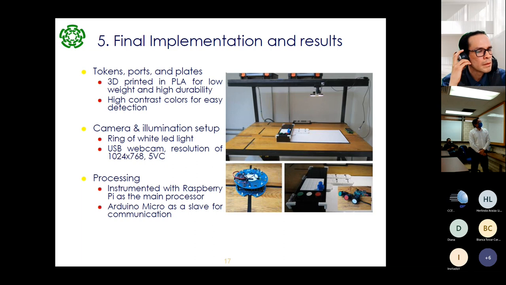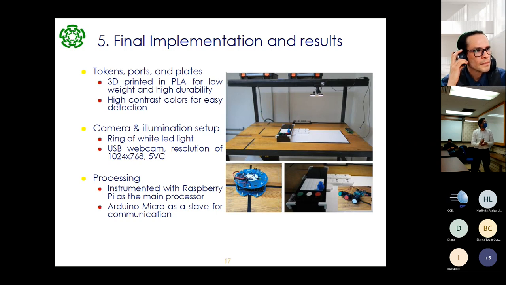We did the tokens, the parts, printed in 3D print in filament for low weight and high durability. The colors are high contrast for easy detection by the artificial vision. The camera and illumination setup include the ring of white light, which I talked about, and a normal USB webcam with a resolution of 1024 by 768 pixels.